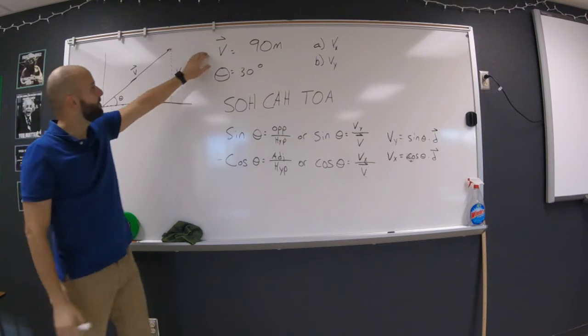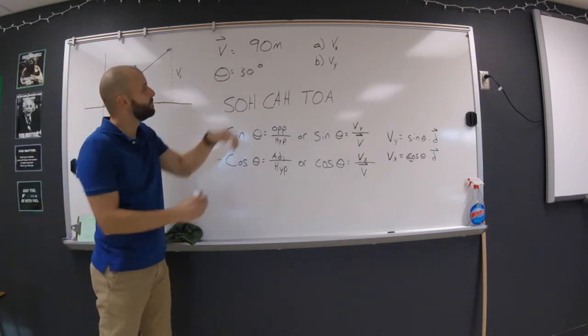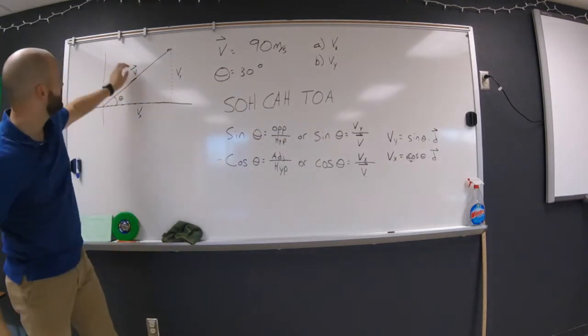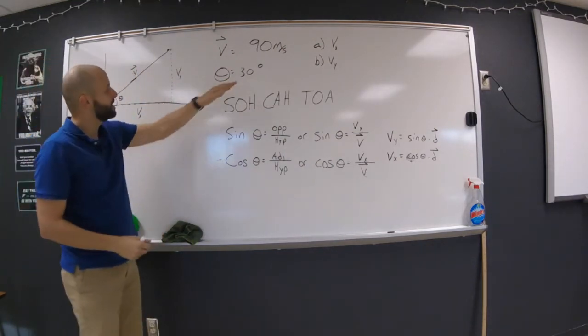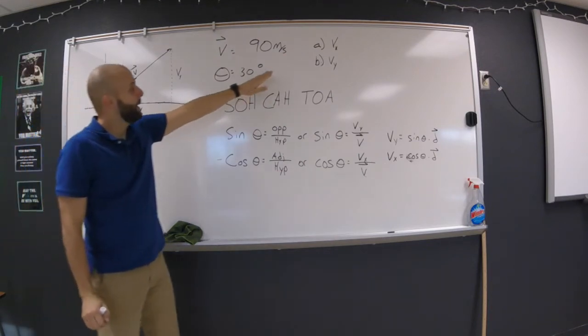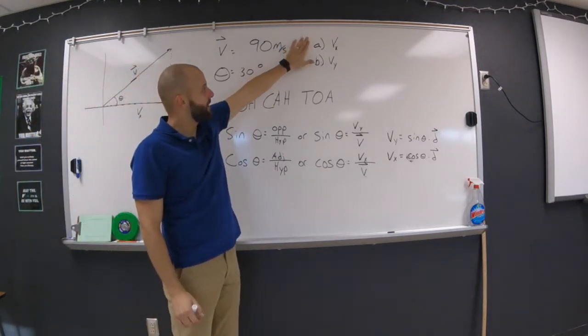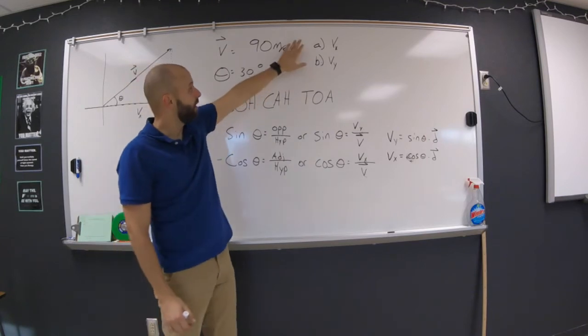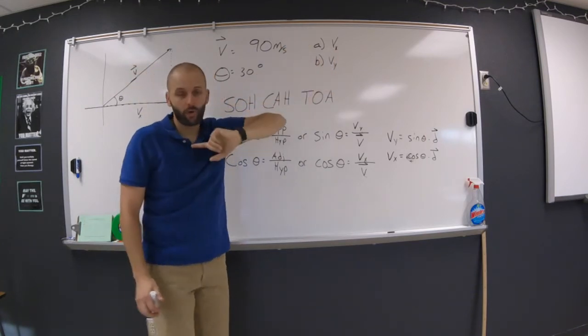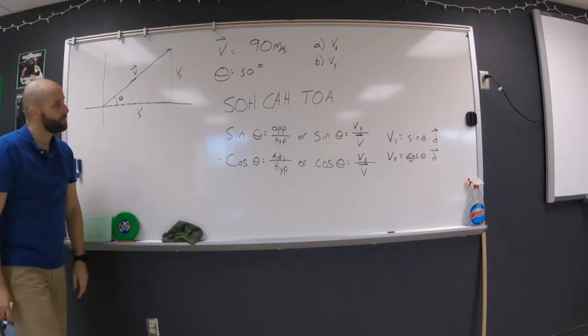So you see that V is equal to 90 meters per second, and we'll have to make sure we say per second, because we're doing a velocity vector here. It is sent off at 30 degrees, so we know that our theta is 30 degrees, and we need to solve for A and B. Our problems are to solve for the horizontal velocity and the vertical velocity in these components.